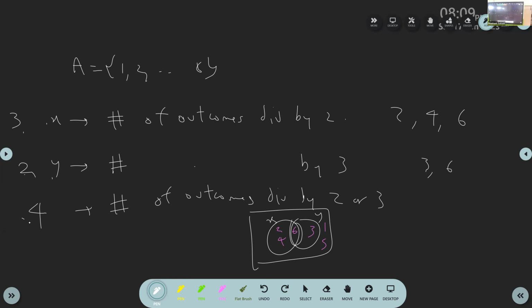Here the example was small, so I can show it very easily with a Venn diagram. But imagine the same question in a much more complicated case. Suppose I have a very big die which has 600 faces, not 6 faces, but a 600-face die. And now I throw that die. So now A doesn't have 6 elements, it has 600 elements: 1, 2, up to 600.